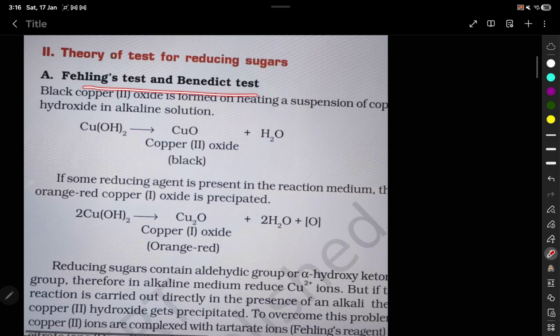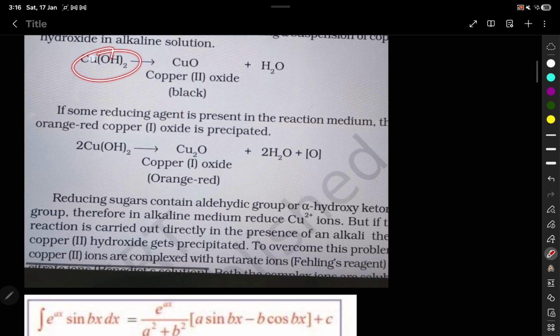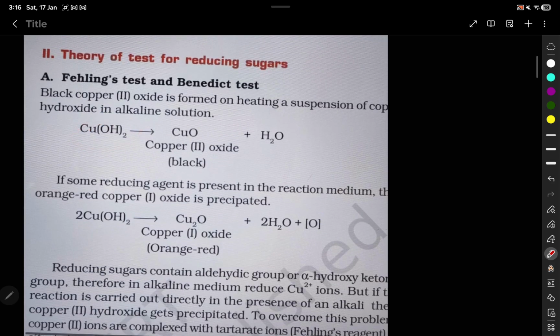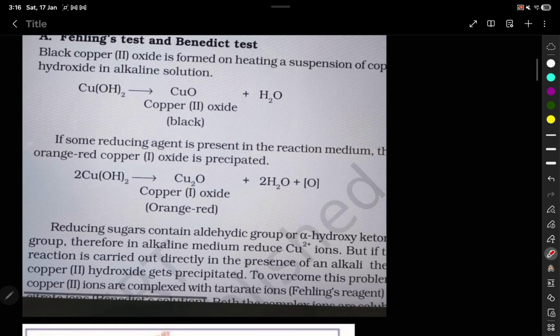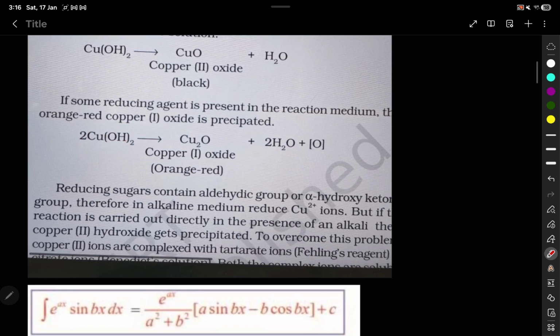Then Fehling's test and Benedict's test. Black copper(II) oxide is formed on heating a suspension of copper hydroxide in alkaline solution. If there is an alkaline solution, black copper oxide is prepared from copper hydroxide. If there is a reducing agent present in the reaction medium, then orange-red copper oxide is prepared. Basically, reducing sugars contain an aldehyde group or alpha-hydroxyketone, and that's why they can reduce Cu2+ ions in alkaline medium. And that's all.